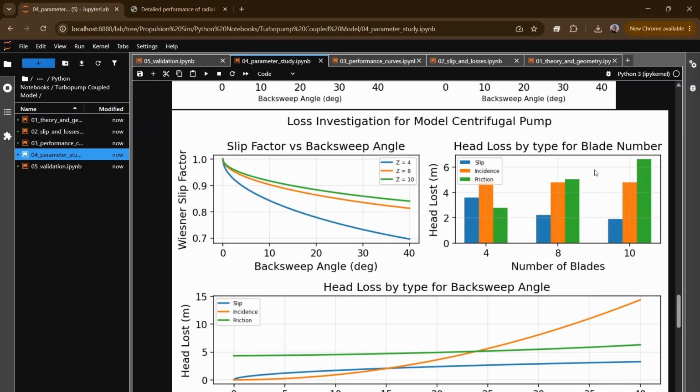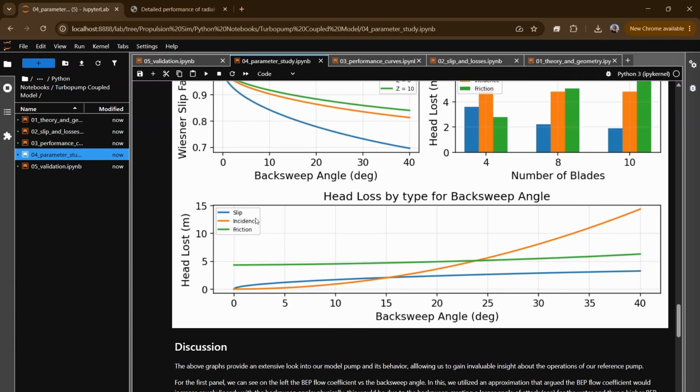Here you have head loss by type for the blade number. So this is a nice bar chart ordered by number of blades, so you can see as the number of blades increases, the incidence stays the same, which is expected. But then the friction decreases as you increase the number of blades. No, that's slip. What am I saying? Slip decreases as the number of blades increases, and the friction increases as the number of blades increases as well.